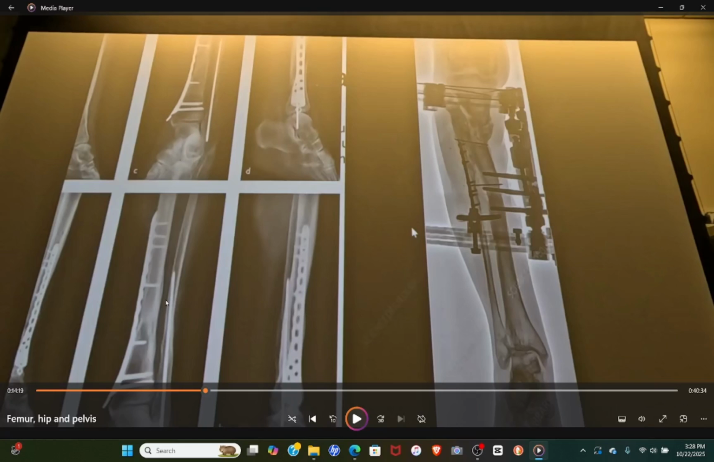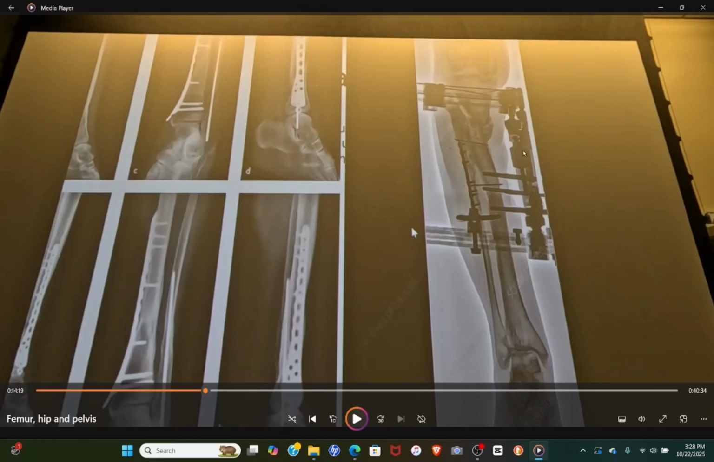These are plates and screws. This is a little bitty rod that's going up into this patient's fibula. You don't see that very often. Most of the time, where we have intramedullary rods, they're going to be on the tibia, in the femur, or in the humerus, but you just don't see them a whole lot in the fibula.